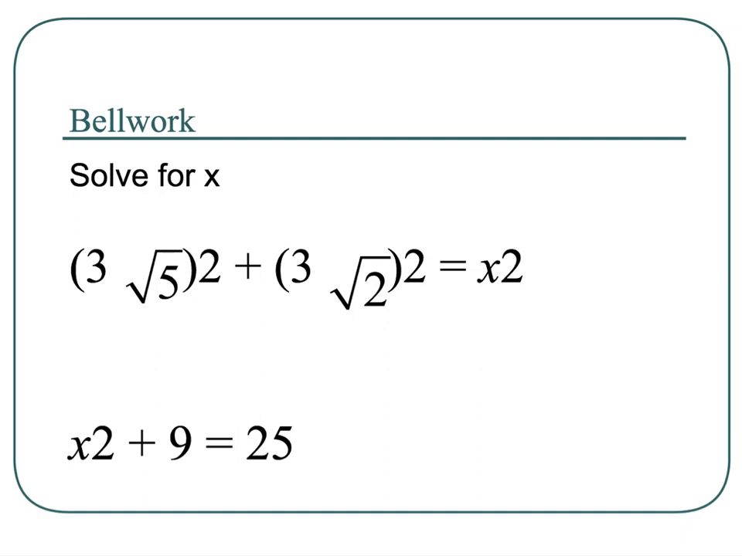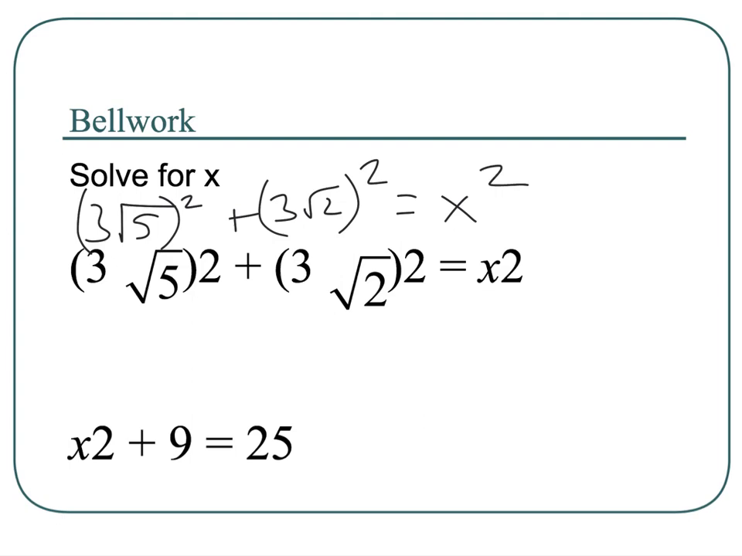All right, it looks like we have some awful math equation inputs here, so I'm going to rewrite this in a much better way. It's (3 root 2 or root 5) squared plus (3 root 2) squared equals x squared. Okay, my goodness, that was crazy. So what should we be doing here?